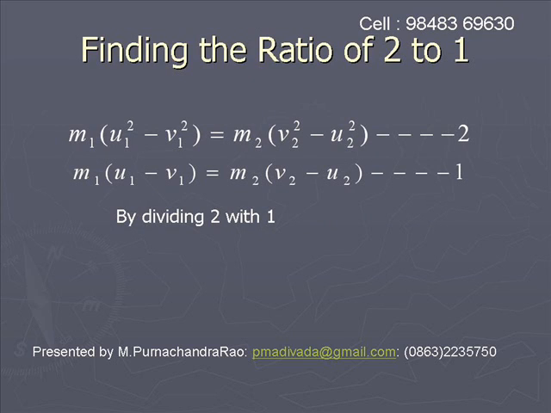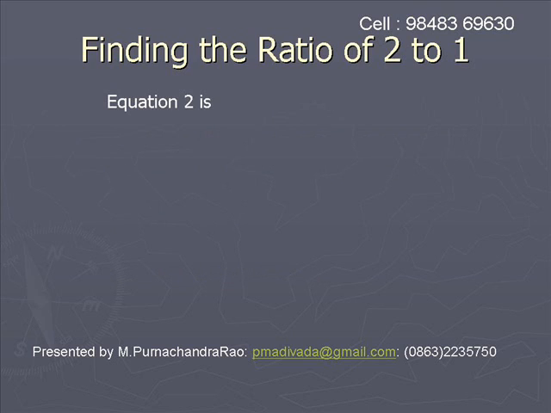By dividing 2 with 1, we get u1 plus v1 is equal to v2 plus u2. This relation is equation number 3. Now let us derive this relation.